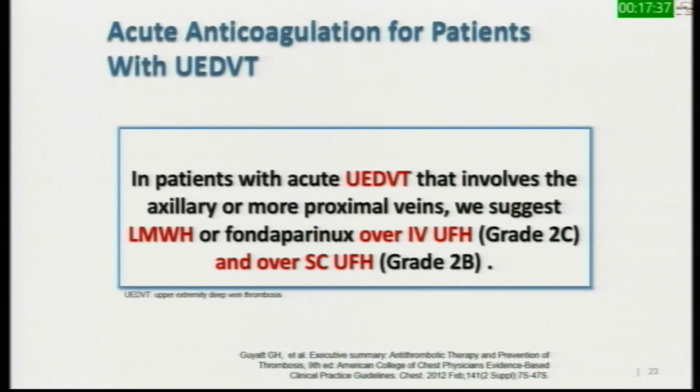Acute anticoagulation for patients with upper extremity DVT. In patients with acute upper extremity DVT that involves the axillary or more proximal veins, we suggest low molecular weight heparin or fondaparinux over intravenous unfractionated heparin and over subcutaneous unfractionated heparin.